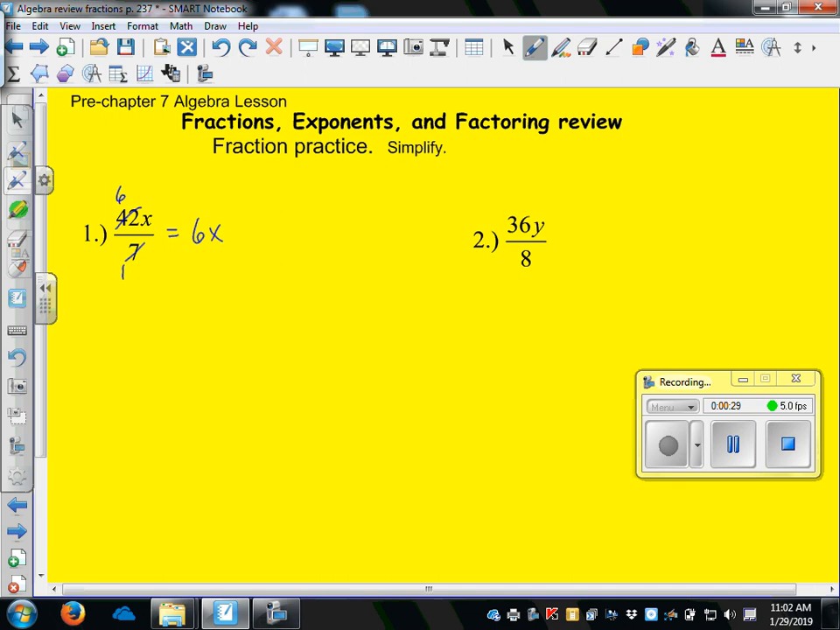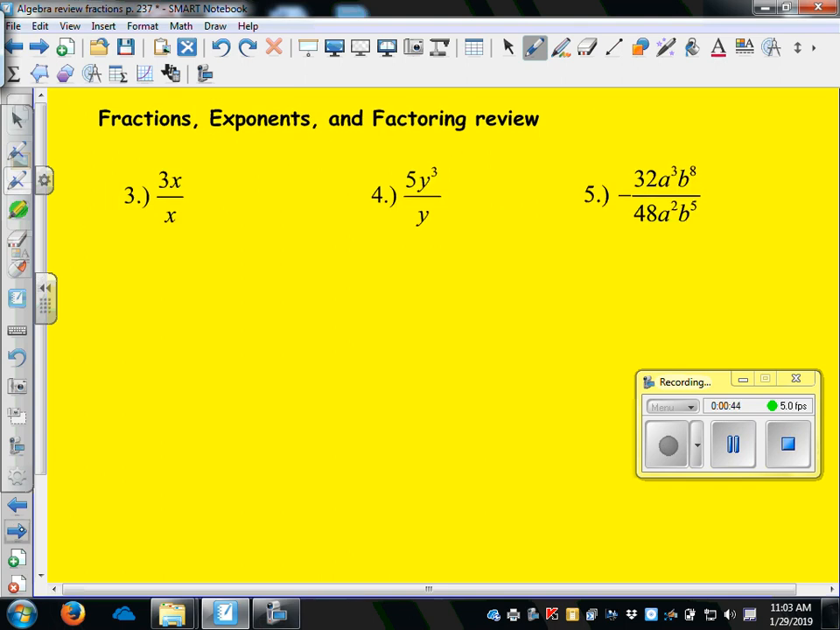Number 2, 36y over 8. I can reduce both 36 and 8 by dividing by 4, so I have 9 over 2, and my result is 9y over 2. Now these are very simple problems. We're going to get into a few that are a little bit tougher.